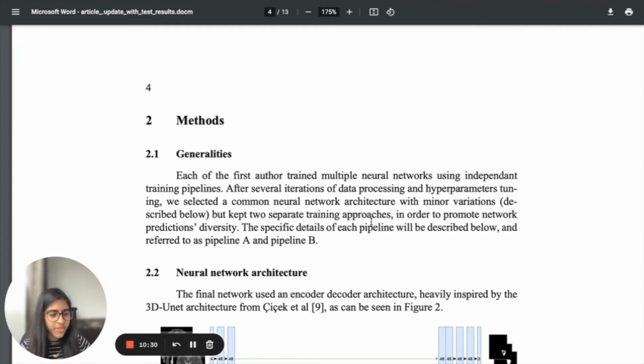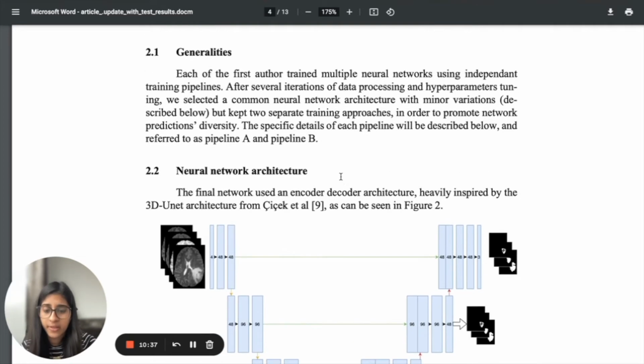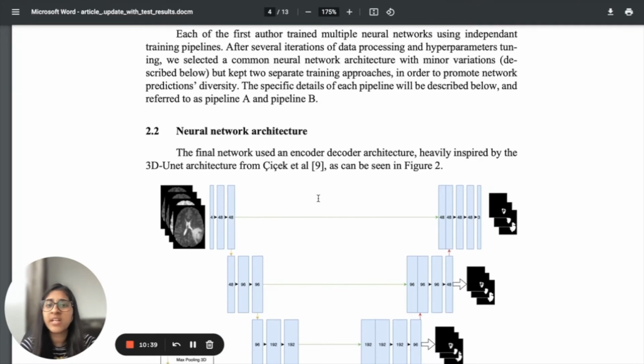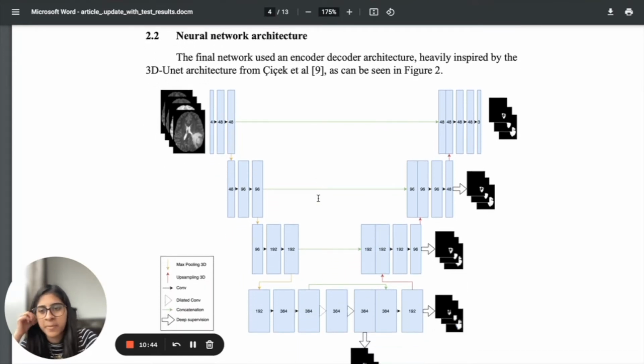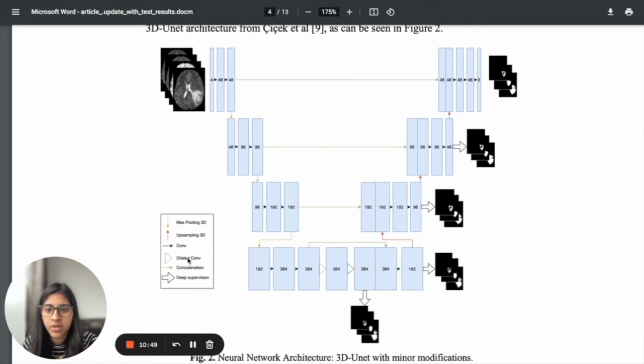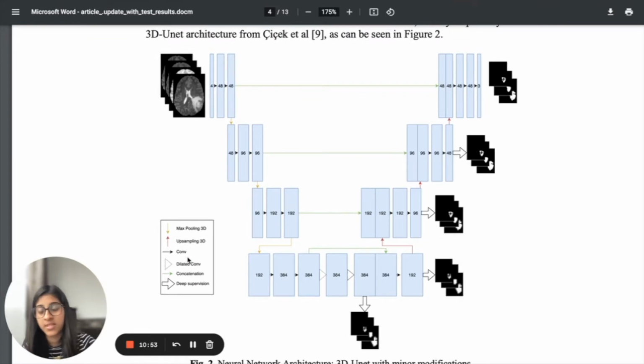In terms of the method, they did train multiple neural networks using independent training pipelines, and this was the architecture that they used. So they had an encoder decoder architecture, which is basically inspired by the 3D-Unet architecture, and it's quite similar to it, except there are some differences that we'll talk about too. So I'll keep this model on the screen, and I do have a printed copy of the research paper, so I'll talk a bit more about that.